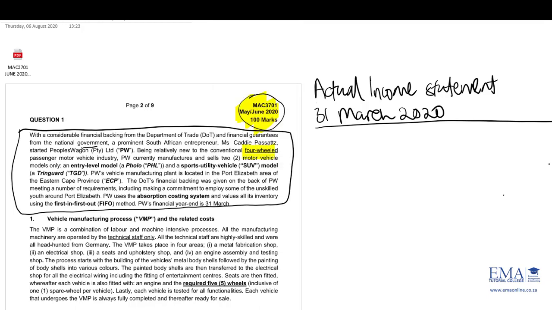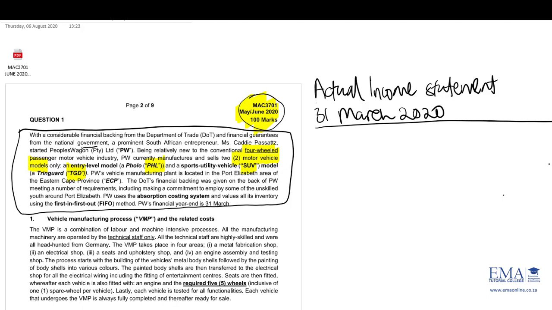Four-wheeled cars. And then they say PW currently manufactures and sells two motor vehicle models, right? Which is entry level, which is the PHL, and also a sports utility vehicle, which is the SUV model, which is referred to as TGD. Okay, so we've got PHL and SUV, which is referred to as TGD, vehicle manufacturing plant located in Port Elizabeth area of the Eastern Cape.